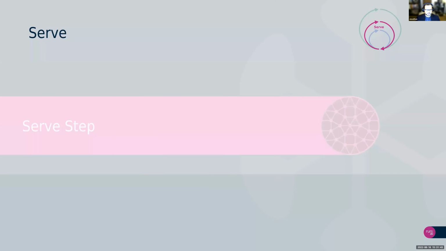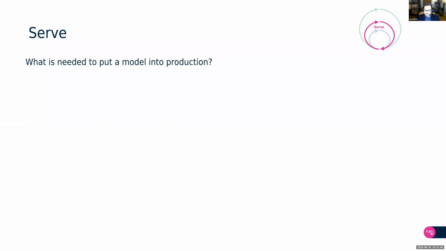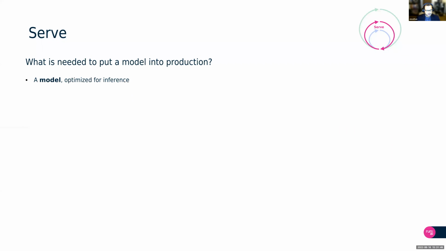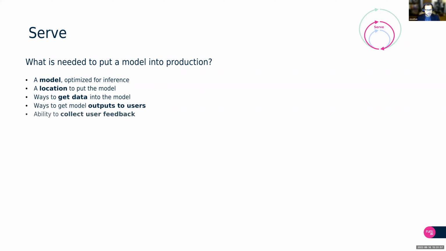In terms of the serve step, there's a lot that's needed to put a model into production. So we need the model itself. We need a place to put the model. We need a way to get the data into the model, a way to get the model predictions to users, the ability to collect user feedback if that's something we're doing. We need to be able to retrain our models, keep track of all the model versions and the data and metadata, and we want to automate as much as possible.